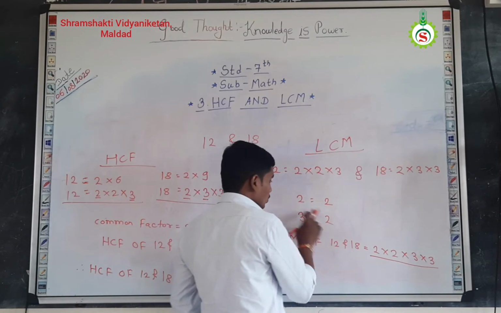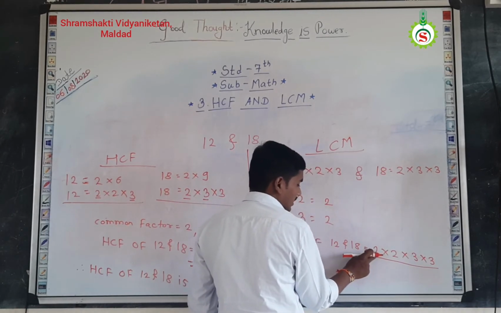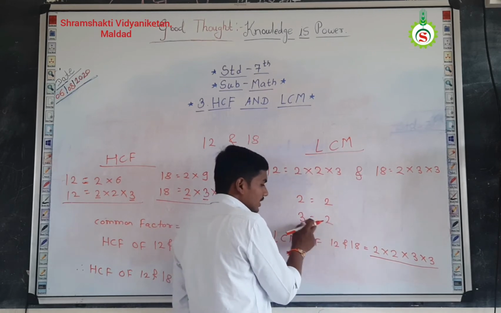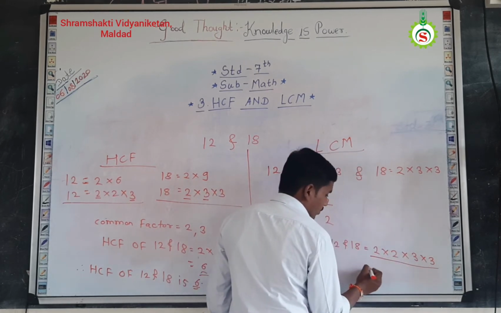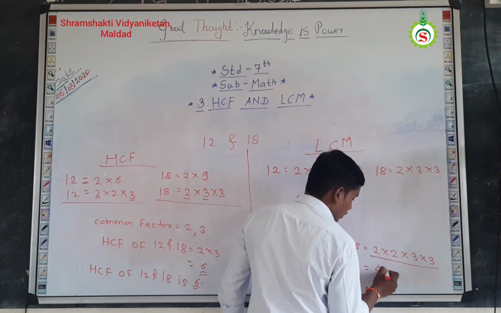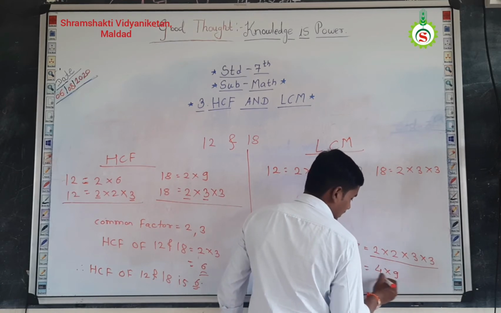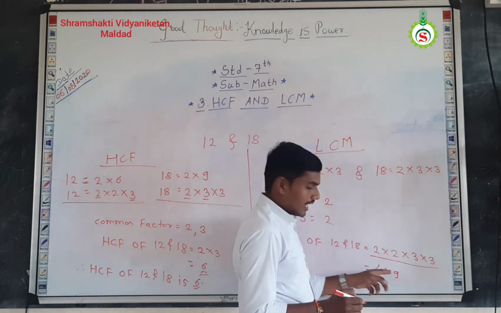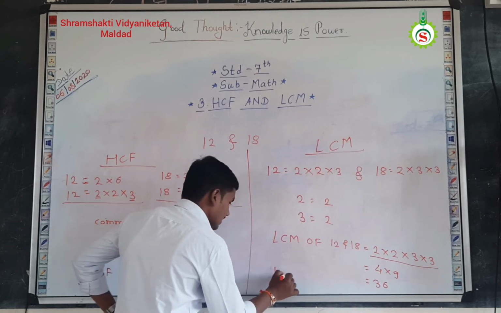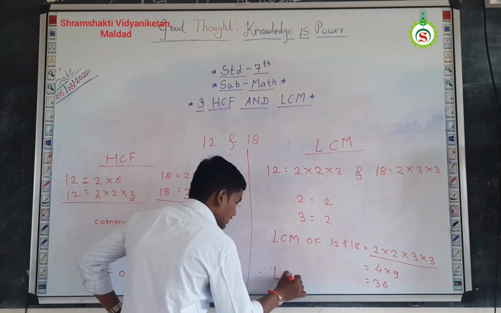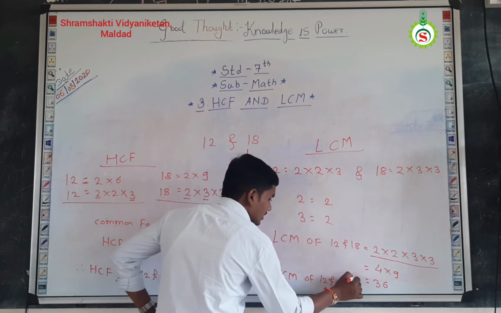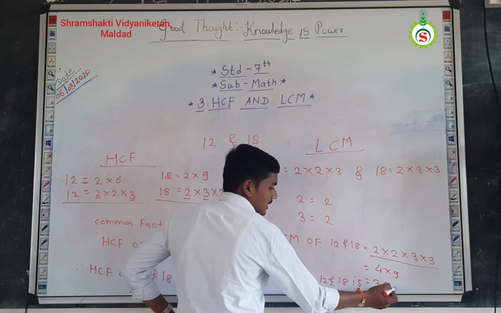Okay. So 2 occurs 2 times. That means I have taken the multiplication 2 into 2. Again 3 occurs 2 times, that's why I have taken 3 into 3. Now I have to take the product of all the numbers. So 2 2s are 4 into 3 3s are 9, and 4 9s, 9 4s are 36. So the LCM of 12 and 18 is equal to 36.